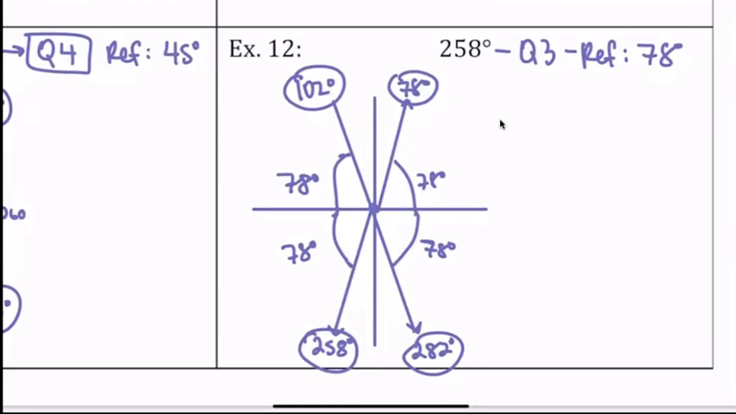Here is our picture. Go ahead and check. In quadrant 1, we had angle 78. In quadrant 2, we had angle 102. In quadrant 3, we had angle 258. That was what we were given. And then in quadrant 4, we had angle 282.